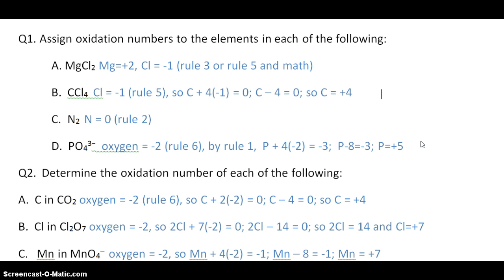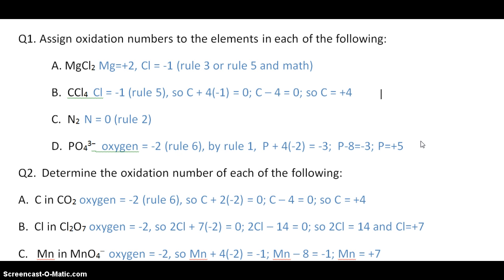Now, nitrogen in the nitrogen molecule, N2, by rule 2, has an oxidation number of 0. It's in its elemental form. It is all by itself, meaning that it is not paired up with any other type of element.